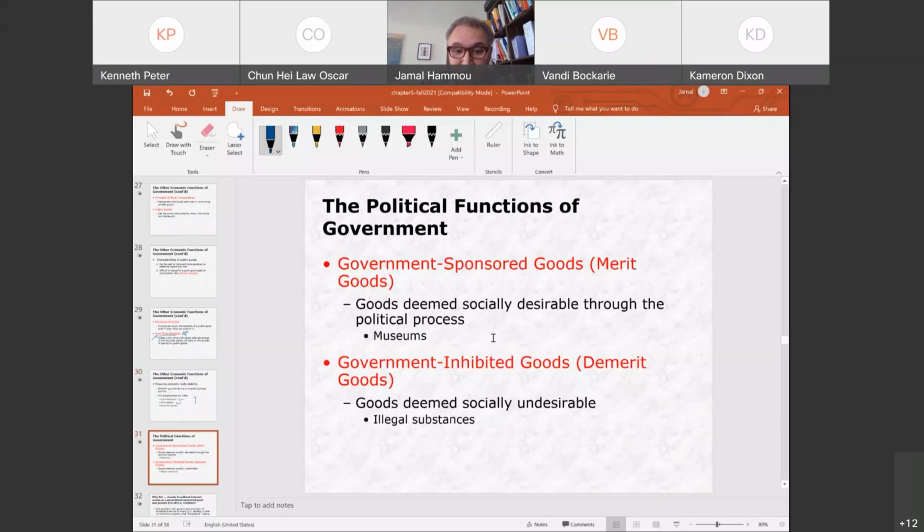Okay, there are things that are called inhibited goods or demerit goods, goods that are not desirable, like drugs and stuff like that. The government has to provide the merit goods, and they have to limit or basically abolish undesirable goods in society because they cause a lot of negative external effects. Okay, so that's very important.